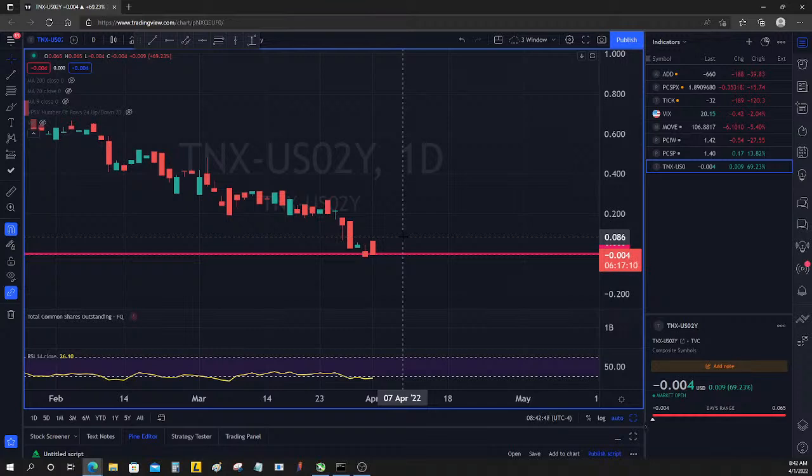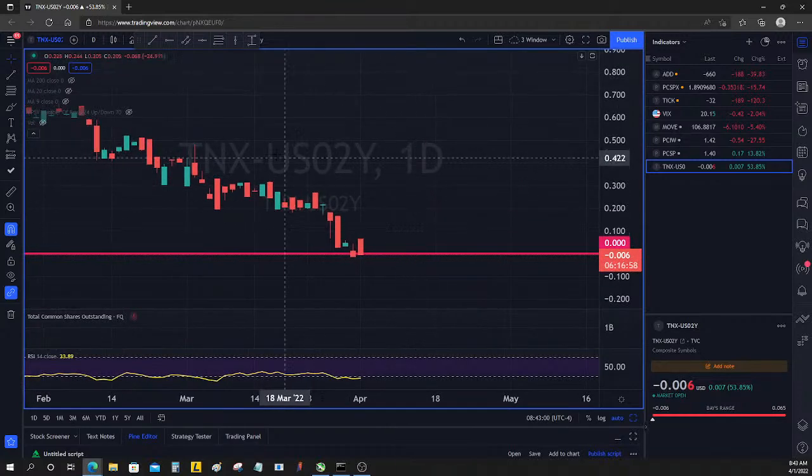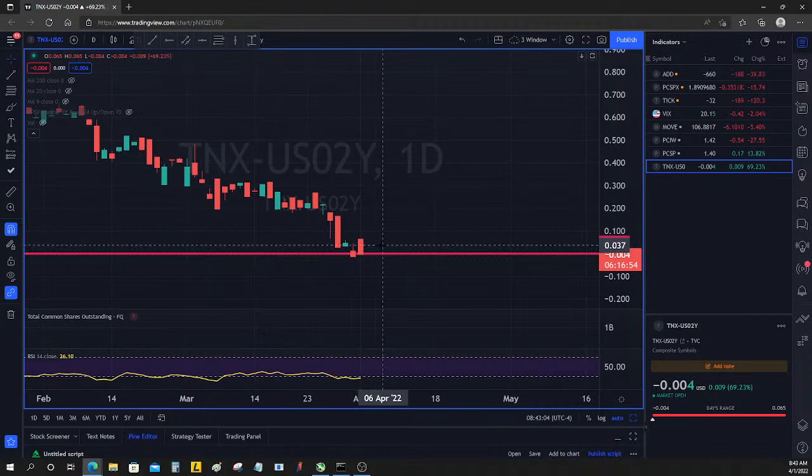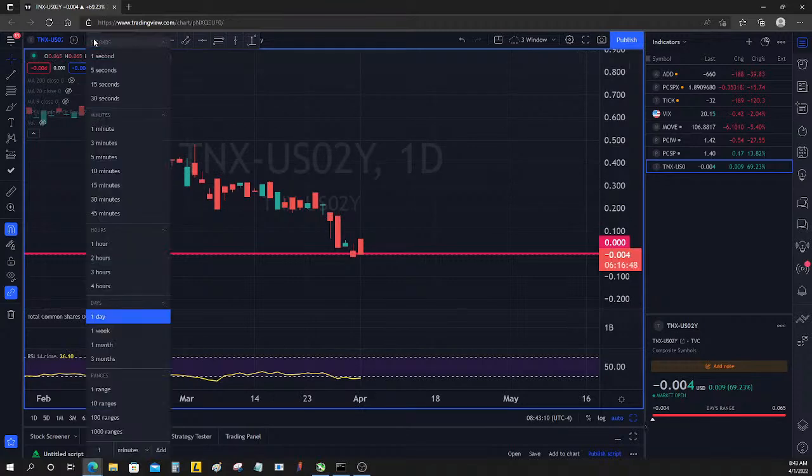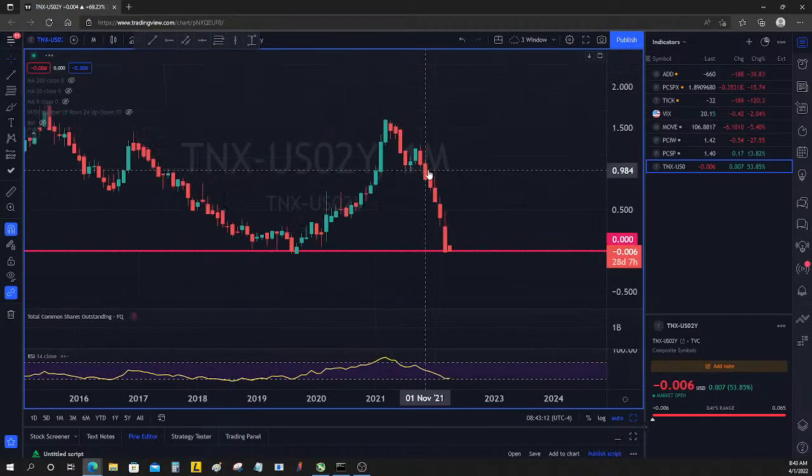I find it interesting because usually the inverting of the yield, the 10s and the 2s, they matter. It matters. It really does. It matters a lot. And so, yeah, the 10-year minus the 2-year is going negative. Historically speaking, let's go back. I'm going to do the monthly chart here.